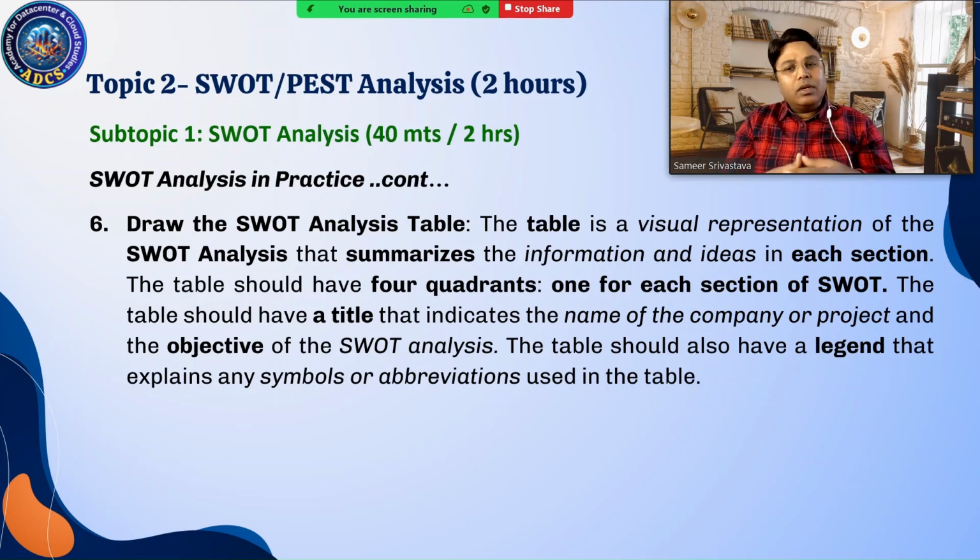The table should also have a legend that explains any symbols and abbreviations used within the table.